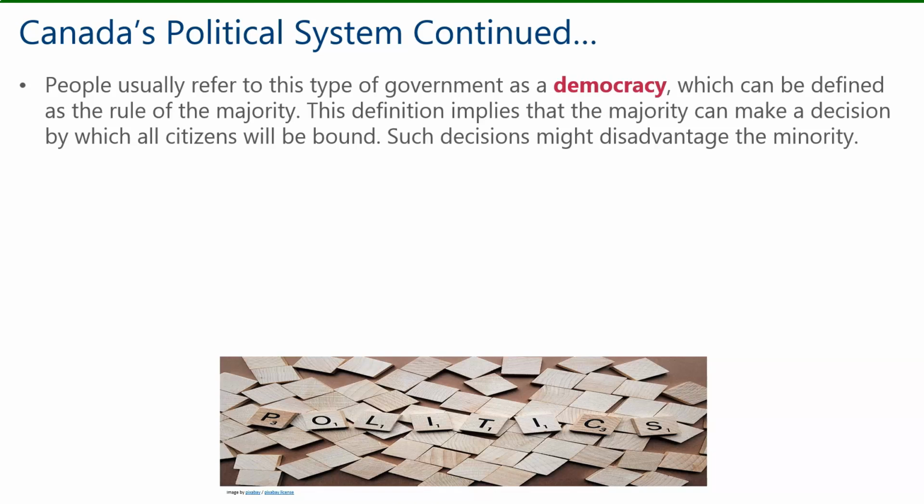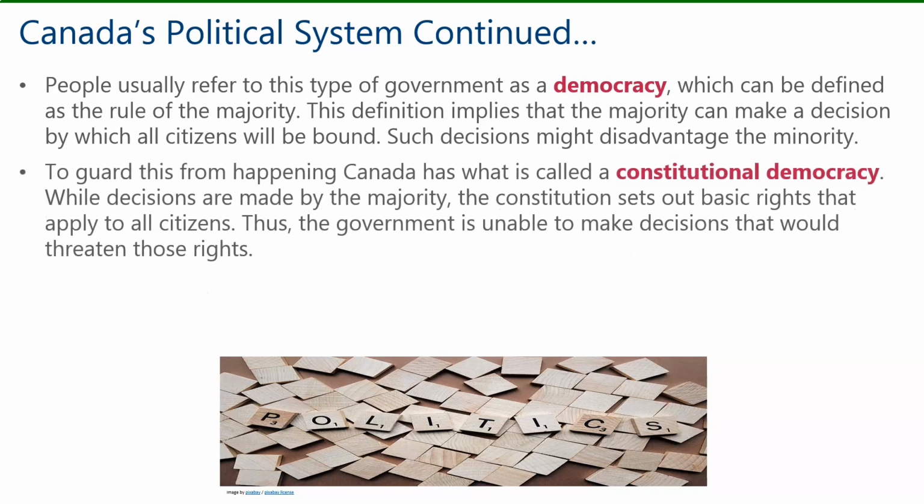People usually refer to this type of government as a democracy, which can be defined as the rule of the majority. This definition implies that the majority can make a decision by which all citizens will be bound. Such decisions might disadvantage the minority, though. So, to guard this from happening, Canada has what is called a constitutional democracy. This means that while decisions are made by the majority, the Constitution sets out basic rights that apply to all citizens. Thus, the government is unable to make decisions that would threaten those rights.